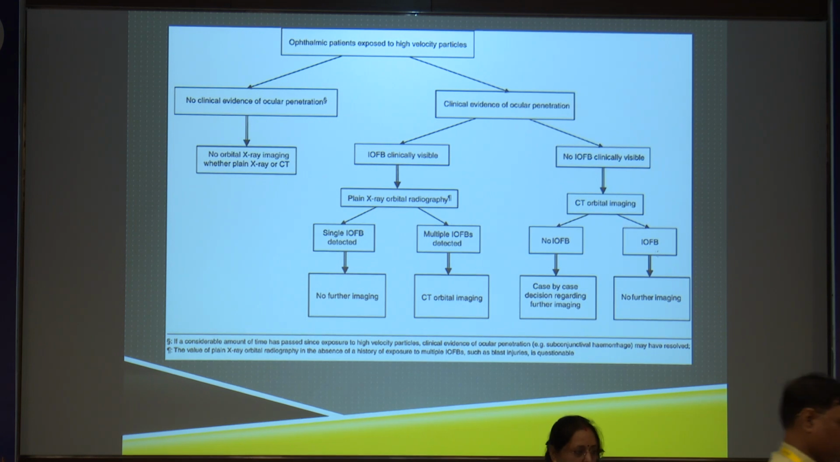This is extremely important when you are seeing a patient with a high velocity particle. If you have no clinical evidence of ocular penetration, then I think no orbital X-ray or imaging is required. If there is clinical evidence of ocular penetration, if IOFB is clinically visible, a plain X-ray can do. In a single IOFB, you may not need any further imaging. In multiple IOFBs, you may need CT. If no IOFB is visible, you may need a CT scan, and again, you may need a case-by-case decision. If IOFB is seen, then we don't need any further imaging.